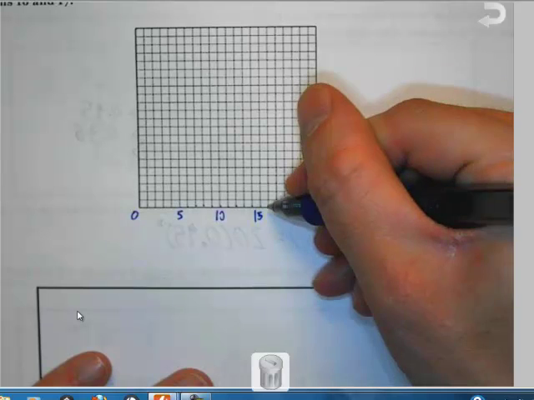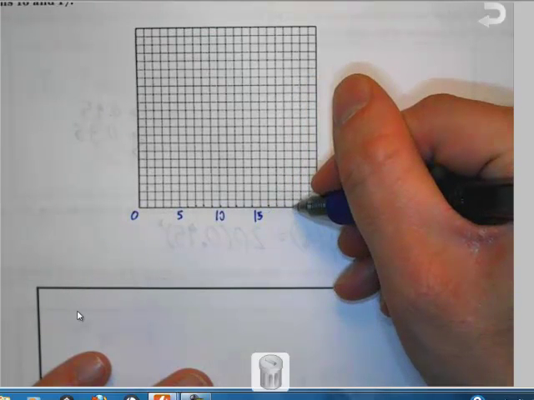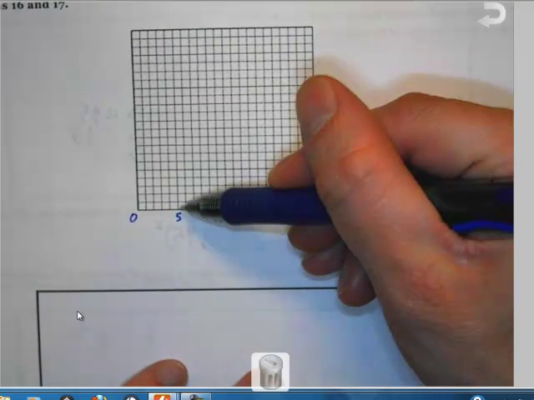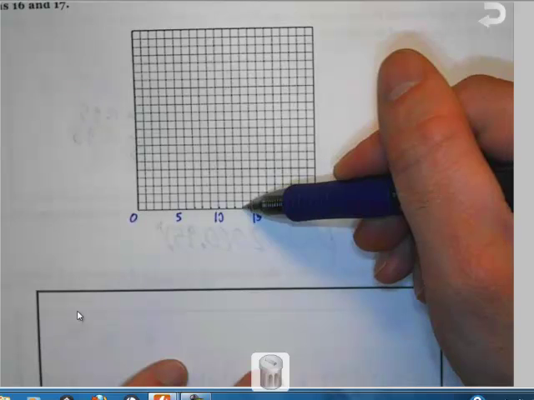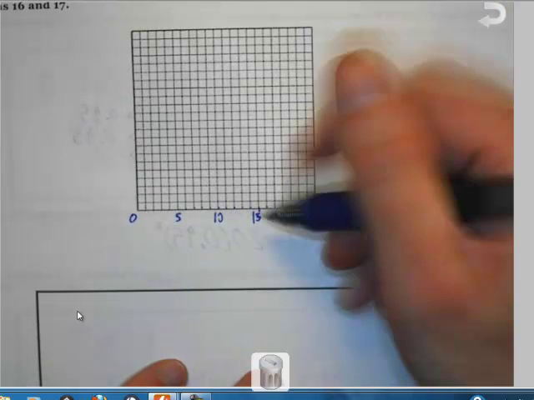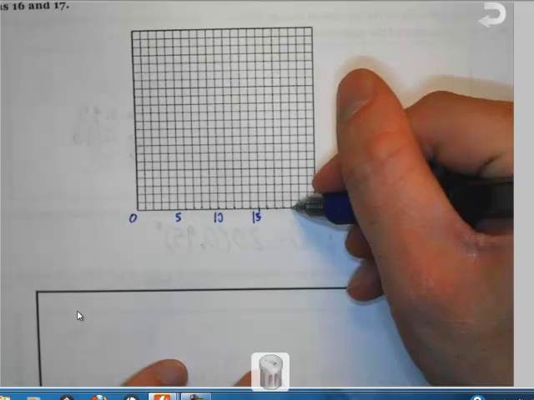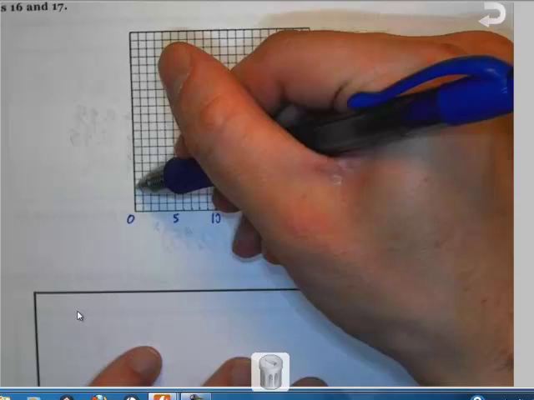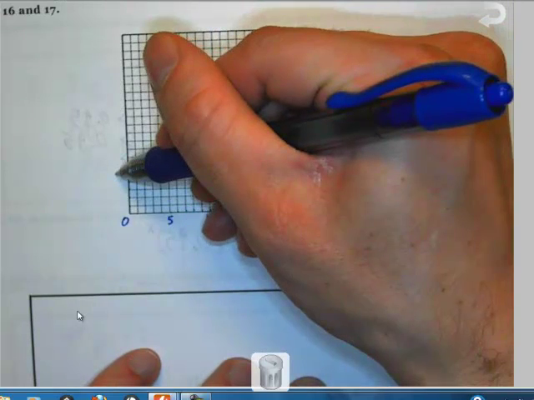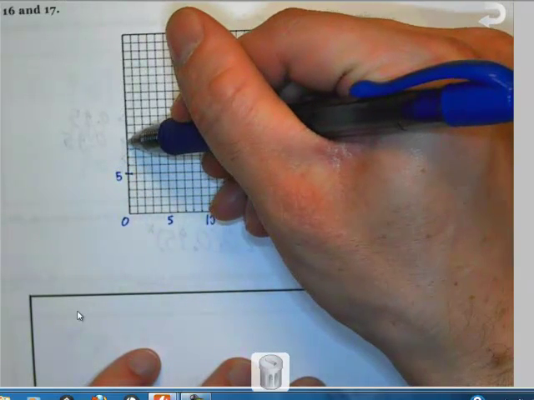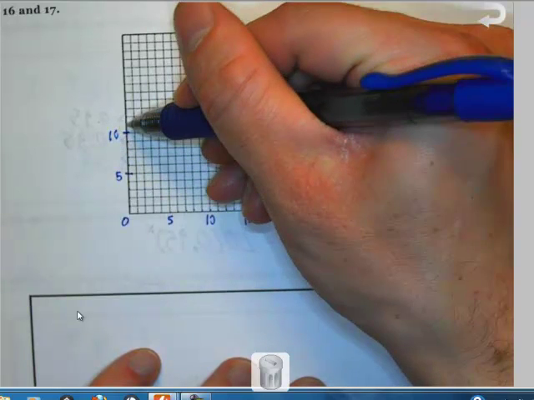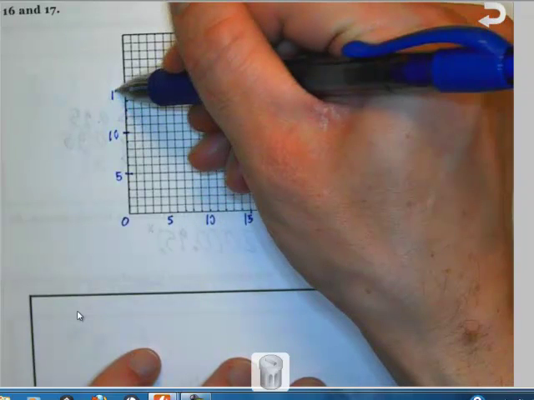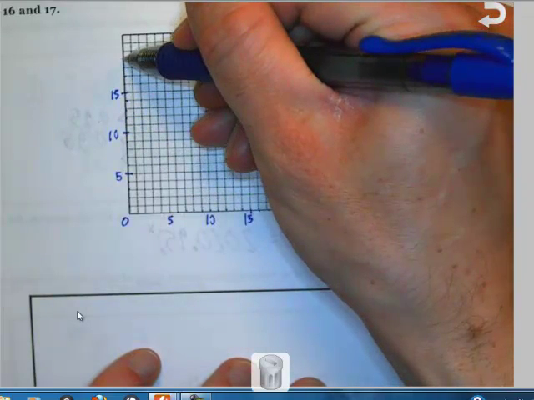And this should be 1, 2, 3, 4, 5. Oh, really? That's not 20? Hang on, let me double check. 5, 10. Okay, here's 5. 1, 2, 3, 4, and 5. Here's 20. And we'll do the same here. 1, 2, 3, 4, and 5. That's 5. 1, 2, 3, 4, and 5. That's 10. 1, 2, 3, 4, and 5, that's 15. 1, 2, 3, 4, and 5, that's 20.